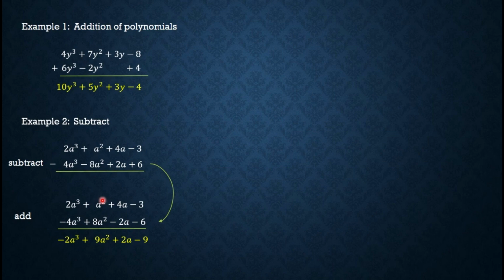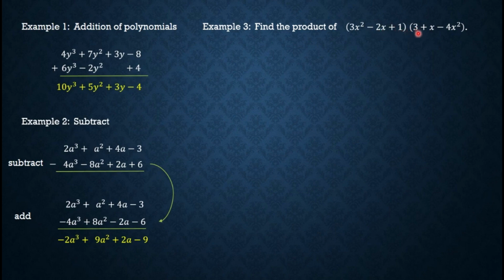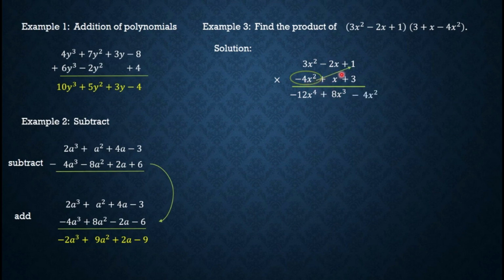Example, find the product of the quantity 3x squared minus 2x plus 1 times the quantity 3 plus x minus 4x squared. Solution. Negative 4x squared times 3x squared equals negative 12x to the fourth, and then negative 4x squared times negative 2x is equal to positive 8x cubed. Negative 4x squared times 1 is equal to negative 4x squared.